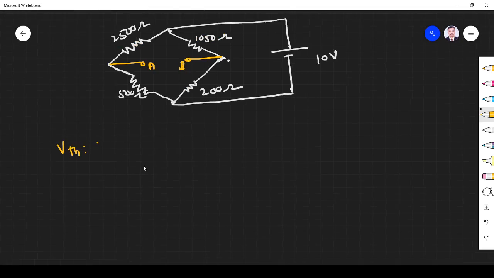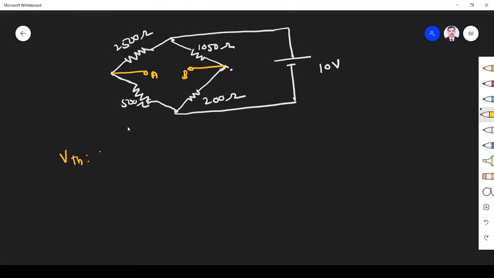Okay, first we find the Thevenin's voltage. This circuit remains as it is because the load is already open. So I have to find the voltage across AB, which is the Thevenin's voltage, right? How can we find it? You see, for VThevenin, first we find VA, right? To find VA, I have to find the voltage across this terminal.